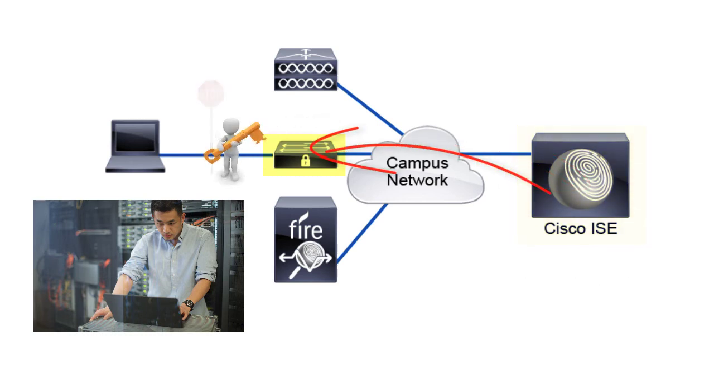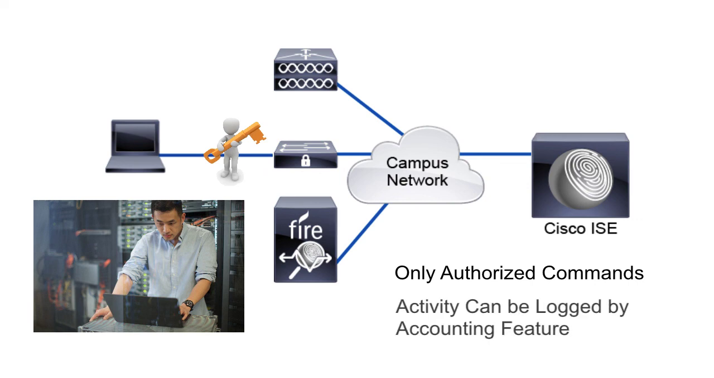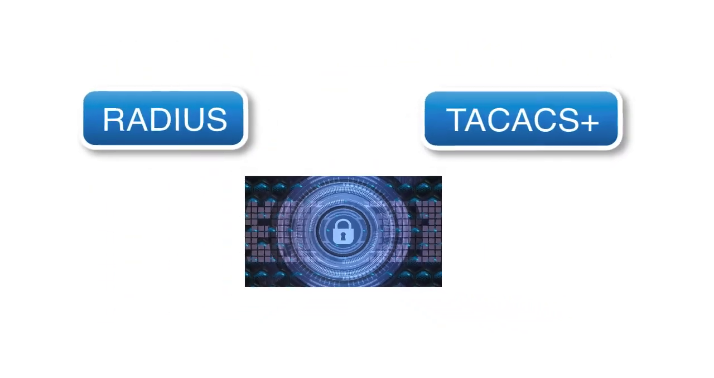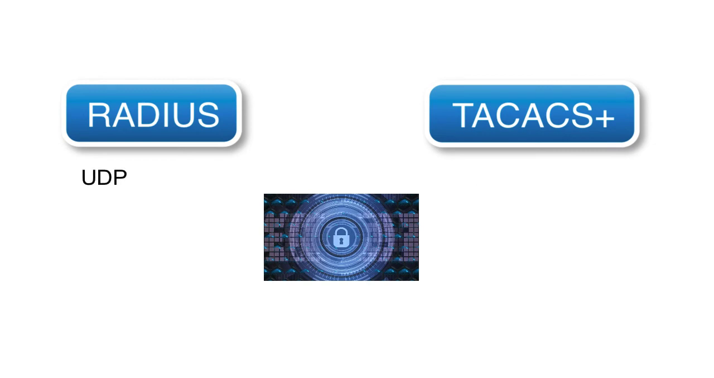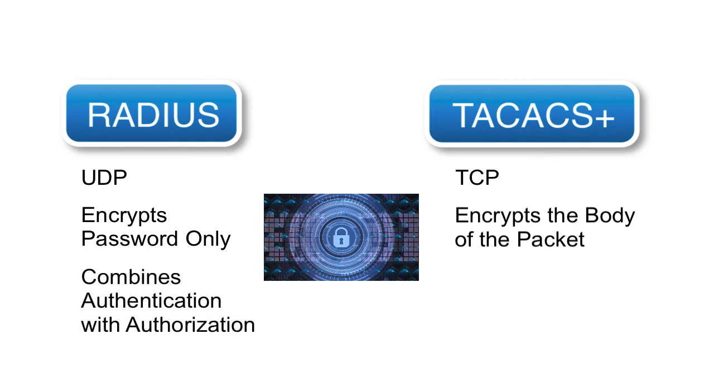After a successful session has been established, only the authorized commands can be issued and the activity can be logged by the accounting feature. A quick comparison of the two AAA protocols reveals that RADIUS uses UDP while TACACS+ uses TCP. RADIUS encrypts the password only and TACACS+ encrypts the entire body of the packet, adding a TACACS+ header. And RADIUS combines authentication with authorization while TACACS+ follows the AAA architecture by separating all three AAA functions.